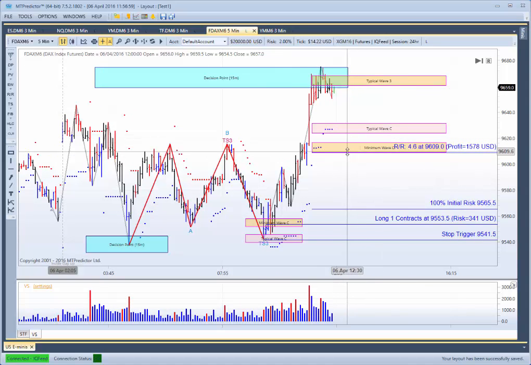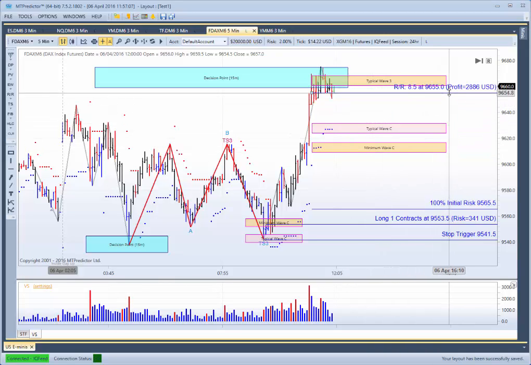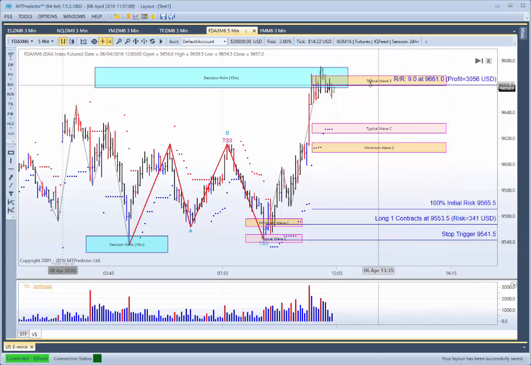So therefore, we don't look to come out at our first target here. We look to use our typical wave 3 WPT. You can see it's labeled there in the zone. So I'll grab this risk reward and come up here and take it up to that level. Now remember, that would have been on the chart in advance. So let's just do that.